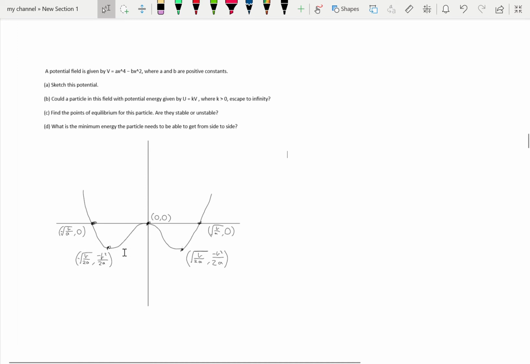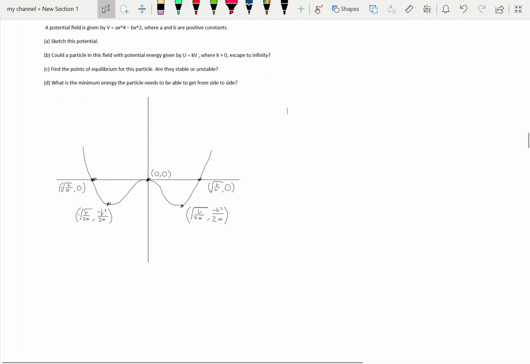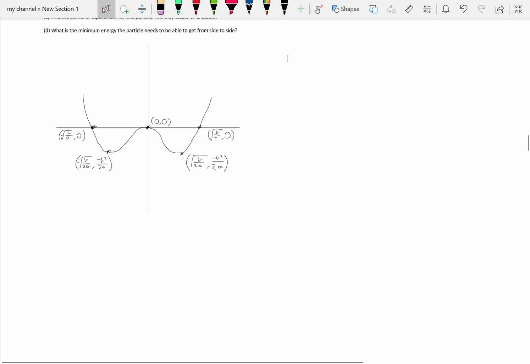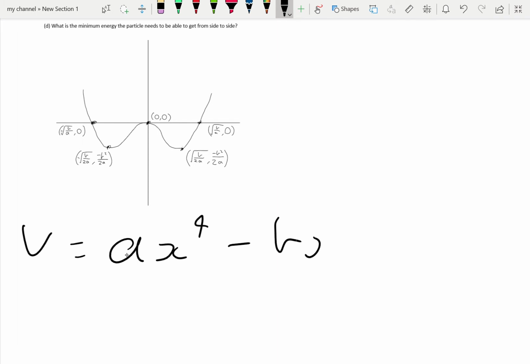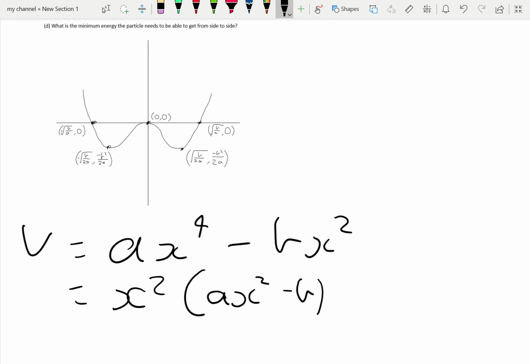Now we're going to work out all the points labeled for this graph, because that's what you're supposed to do when you sketch. So first of all, we can simplify this equation. V equals ax to the 4th minus bx squared, which is equal to x squared times (ax squared minus b).